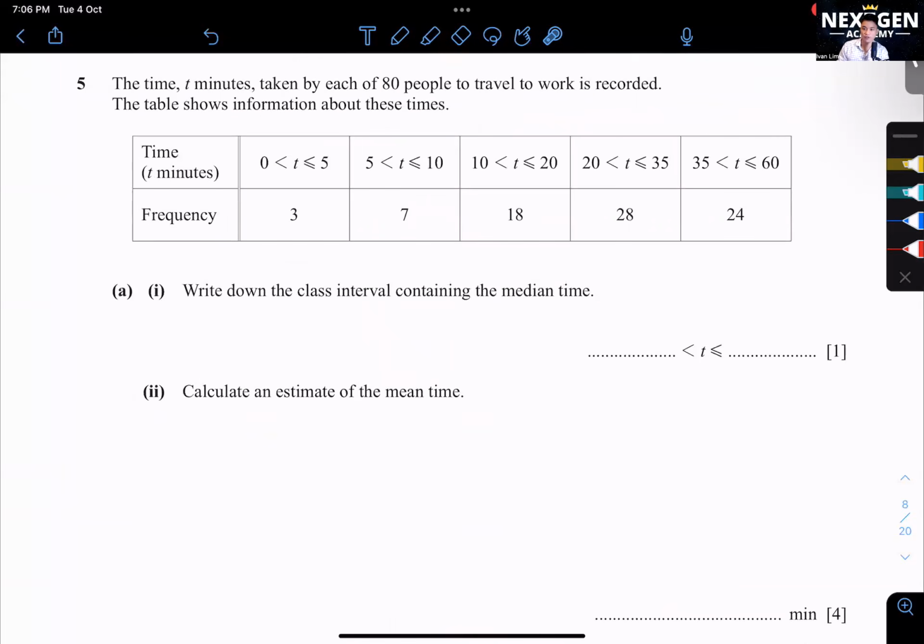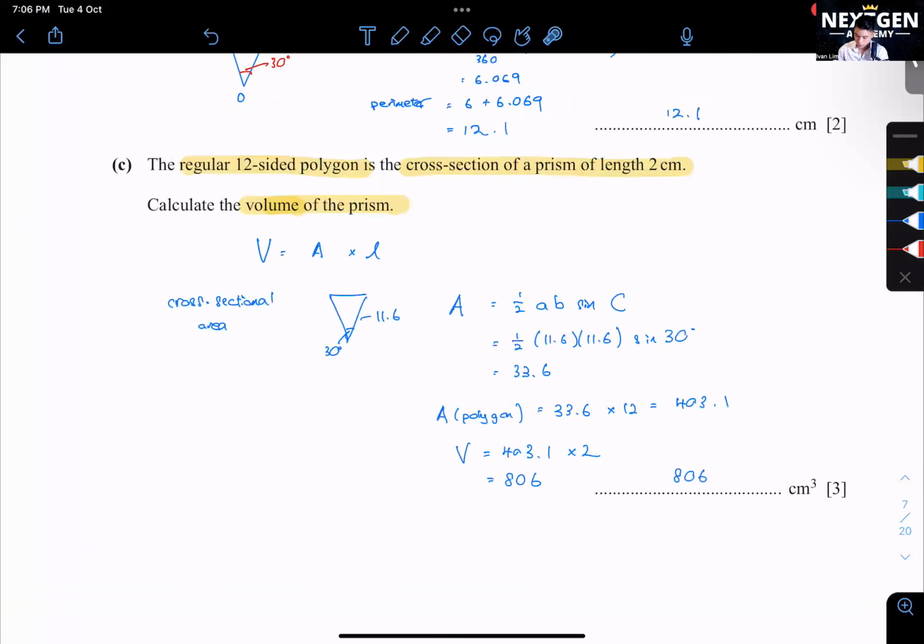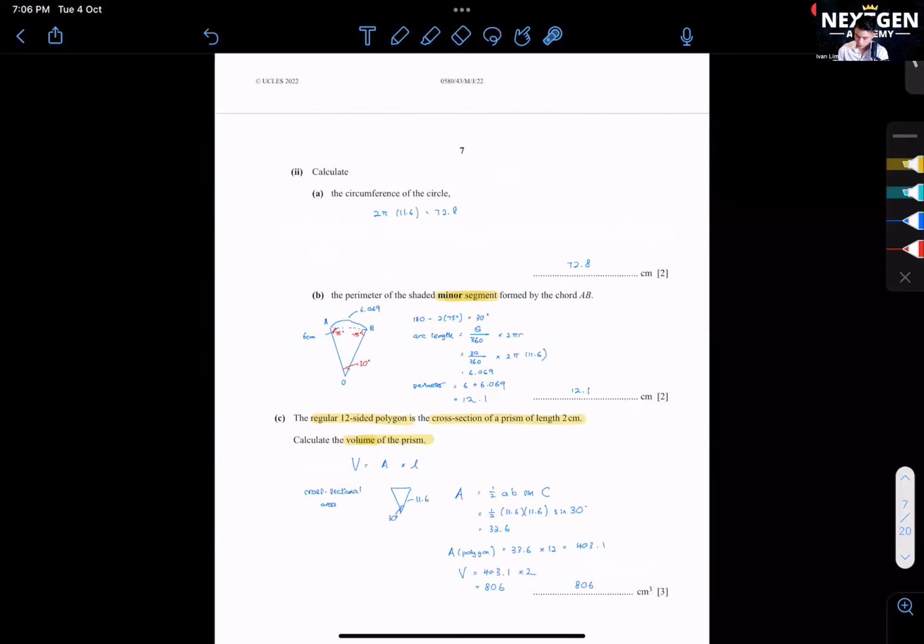Okay, question 5. If you all have been observing every paper, mode, median, mean, all these will come out. Can I show 4B again? Where's 4B?